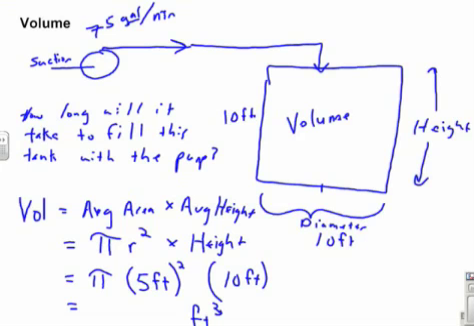So if we take 25 times our pi, which I'm just going to use 3.14, you can push your pi key if you want to, and you'll get a little bit different answer, times 10, and this turns out to be 785 cubic foot is the volume of the tank.